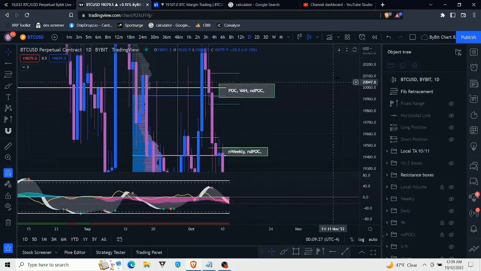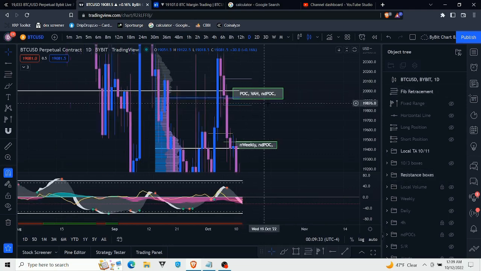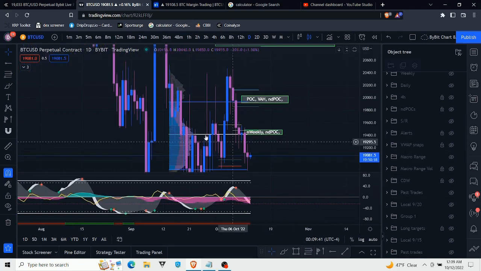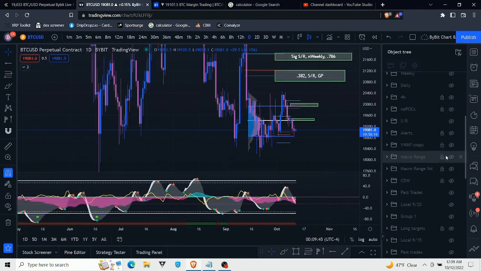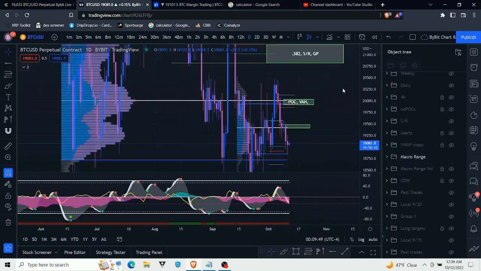So now looking at this next level of resistance, you can see that this says point of control, value area high, and ndPOC. So it is the value area high of this local range. It is also the point of control of this macro range. So already that is some pretty strong Confluence right there with the volume levels.